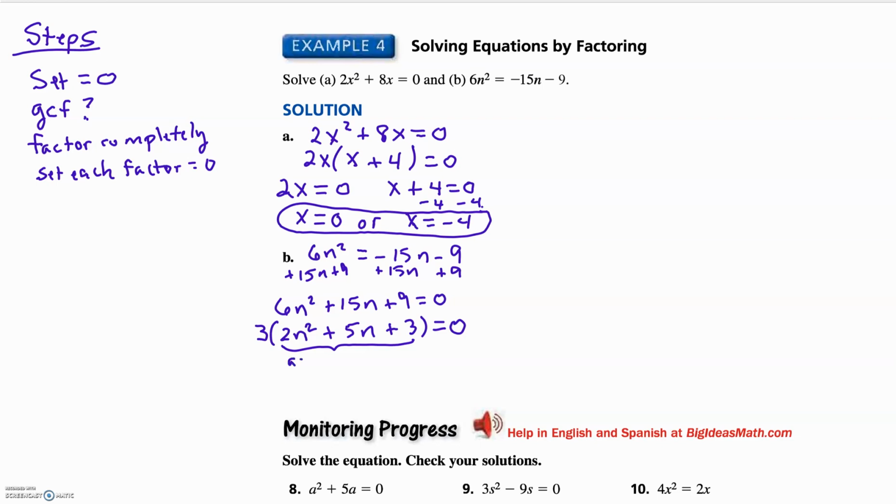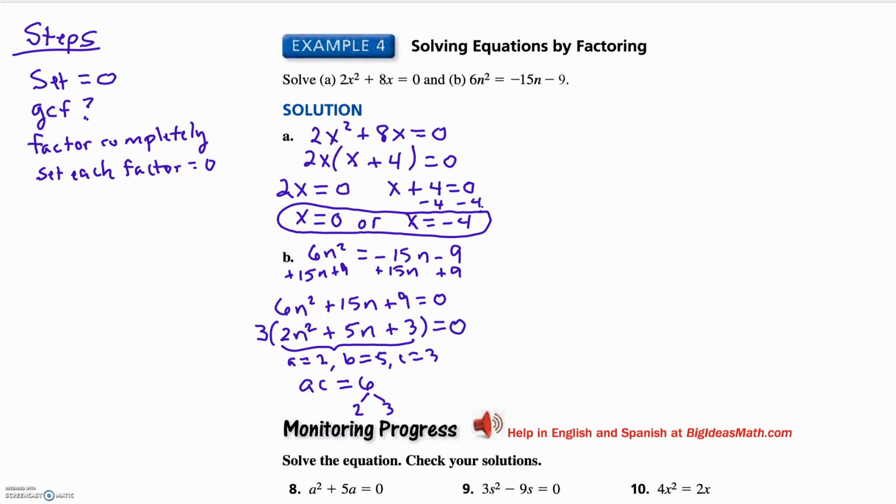So with this quadratic, A is 2, B is 5, C is 3. We're going to take A times C, which is 6, and find 2 factors of 6 that will add up to 5. They're both going to have to be positive, right? 6 is 2 times 3. It's also 1 times 5, but 1 plus 5 is 6. 2 plus 3 is 5. So there's the factorization that I need.